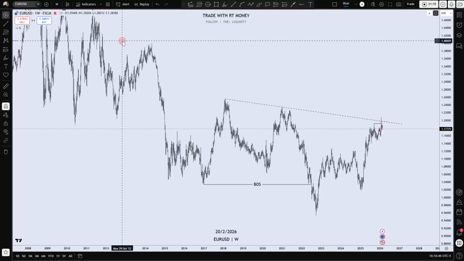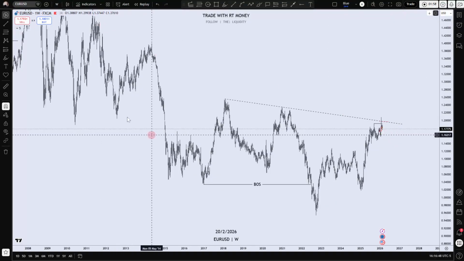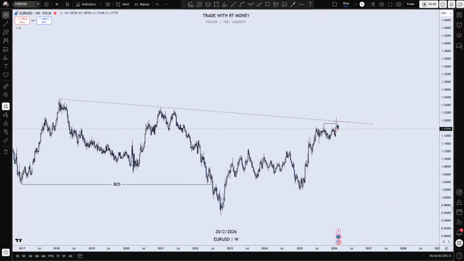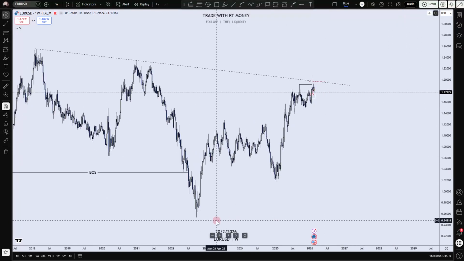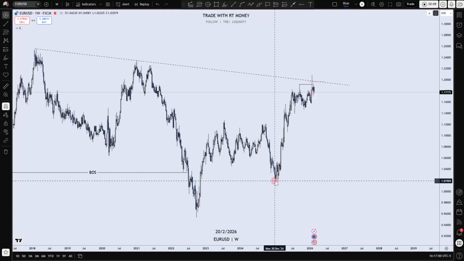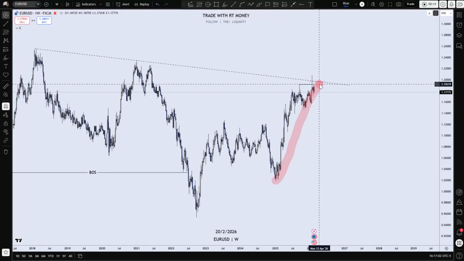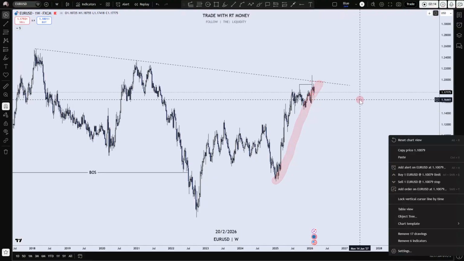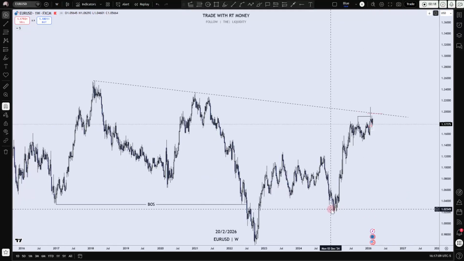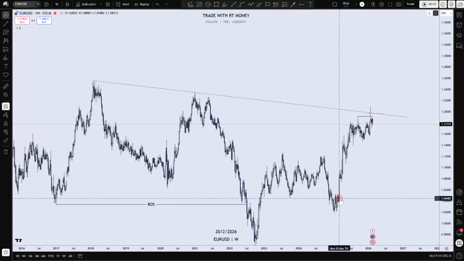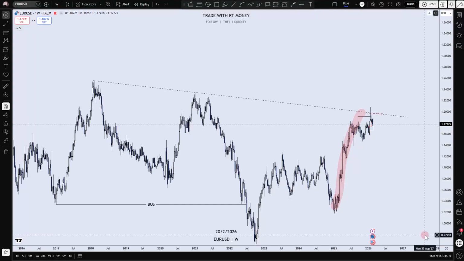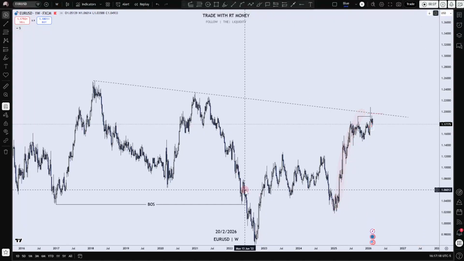Euro USD is showing weakness over the long haul, the macro view of it. But since 2025 opened in January, it's been bullish in a shorter term time frame, as opposed to the macro view. In the short term we are bullish. But what are we bullish for? We always have to ask that question: why are we bearish or why are we bullish?